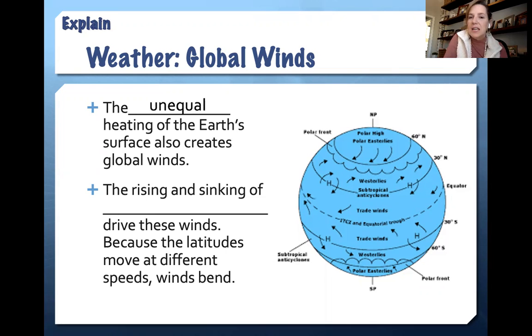The unequal heating of the Earth's surface is what creates all of these global winds that we're going to talk about today. The rising and the sinking of convection currents in each one of these different levels of the atmosphere is what causes these winds to bend. So we're going to talk about that. So I'm going to move on.